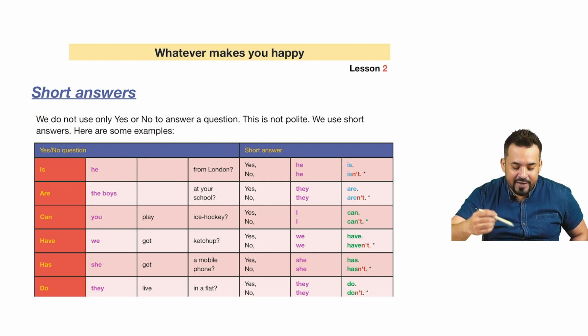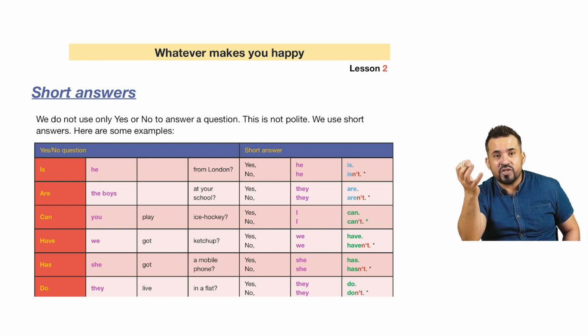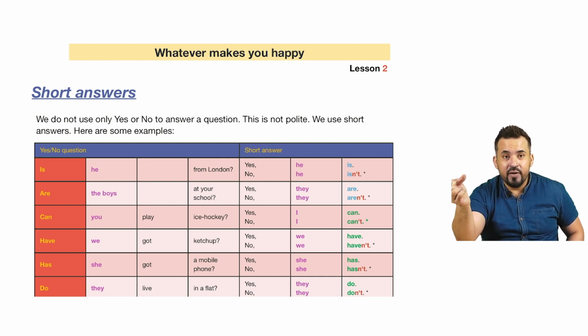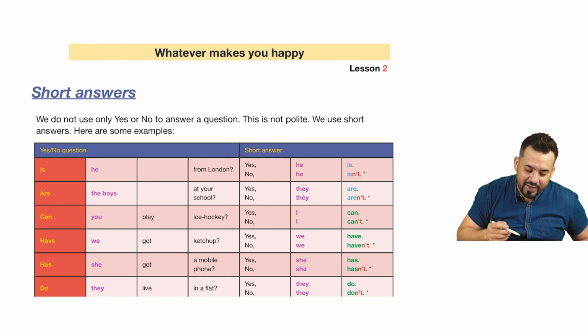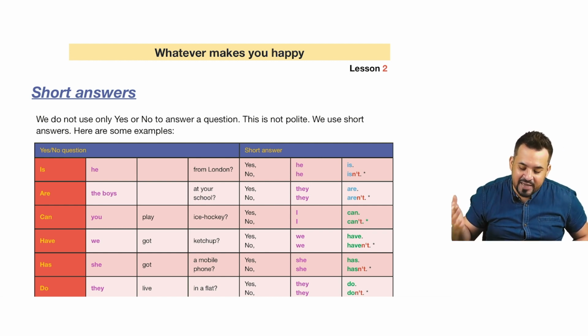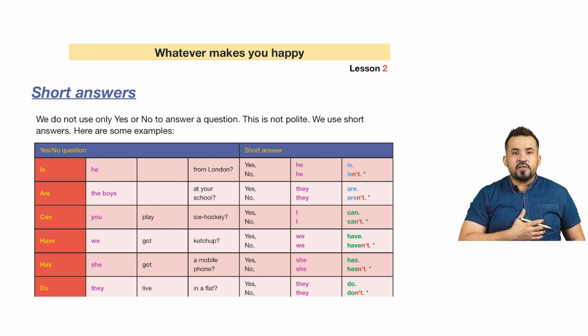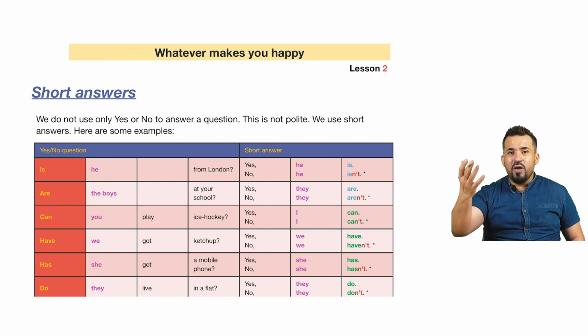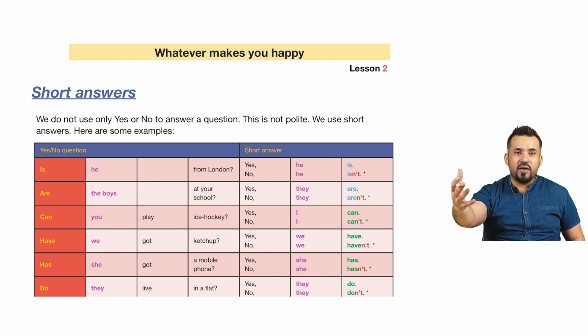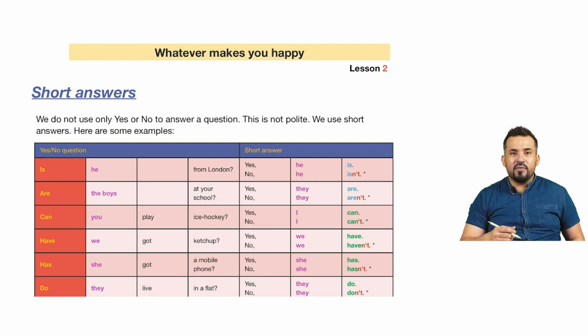All right, now short answer. Short answer is, as I said, any question that starts with an auxiliary is a yes or no question, and that is a short answer. We do not use yes or no only to answer the question. That's considered rude. Like, do you like swimming? Yes. Do you enjoy going to the beach? Yes. Do you go to the gym? Yes. See, if you're having a conversation with somebody and they're just giving you yes and no short answers, definitely you're going to stop talking to them because you know they're showing no interest in talking to you, so you're just going to back off and leave them alone.